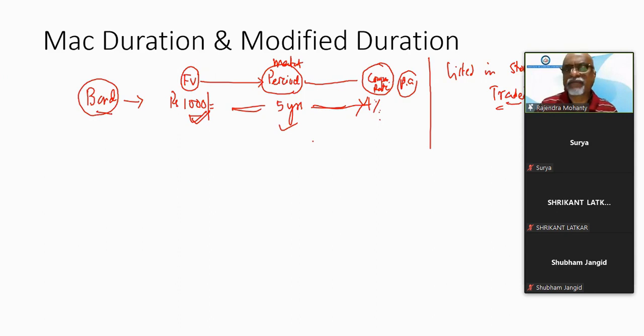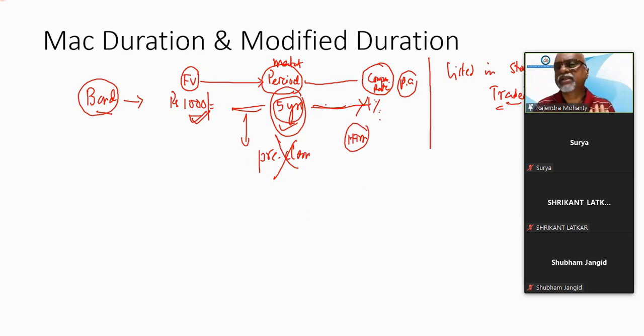So the only difference from a fixed deposit is that a fixed depositor can come anytime within the 5 year period and ask for premature payment. But in the case of a bond, that pre-closure is not allowed. Anybody who has bought this has to hold it for a period of 5 years. So that is HTM, held till maturity. You have to hold it for a 5 year period.